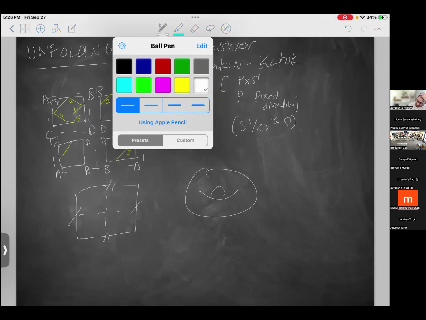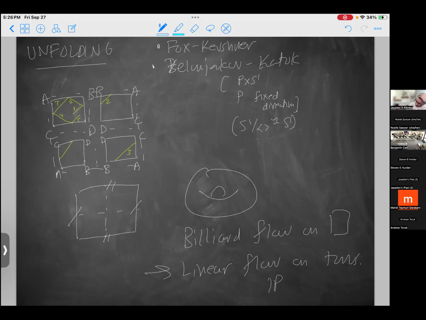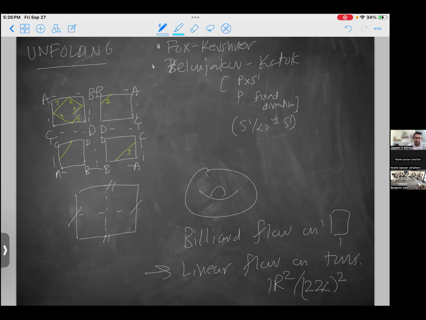And what I've done is I have turned billiard flow on the square into what's called linear flow, or straight line flow, on the torus. And this torus is, if my original square was a unit square, sort of R^2 mod 2Z^2. So I've turned it into a linear flow on a 4 times larger square.